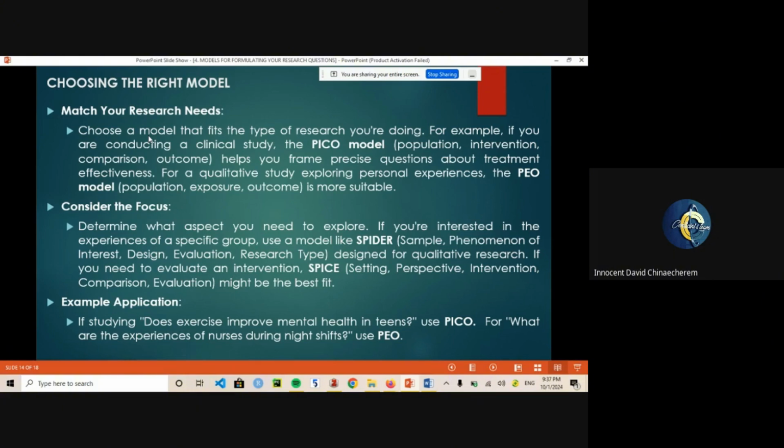Or you're trying to do a systematic review where you want to explore information or experiences, then SPIDER or PEO will be suitable for you. It's all about your justification, justifying that model and using it appropriately, right? And also your focus is what you need to consider, right? So if you're interested in the experiences of a specific group, you need to use the SPIDER model. So we gave an example as well for that.